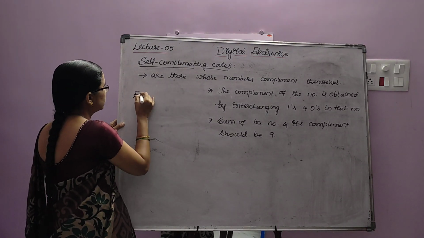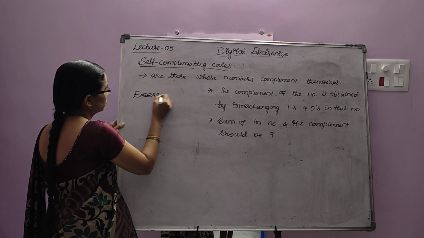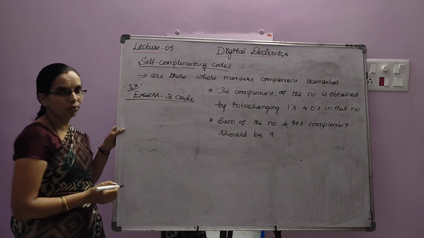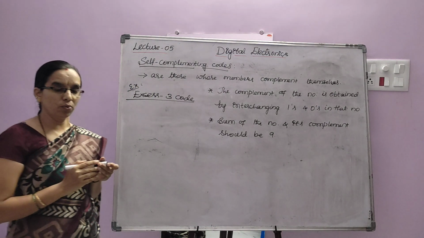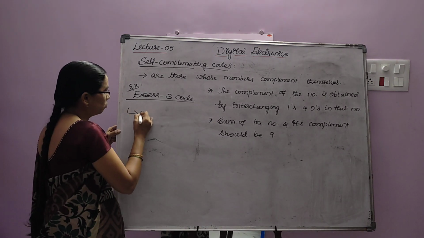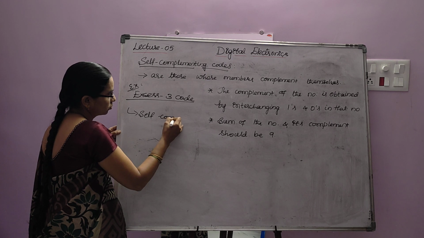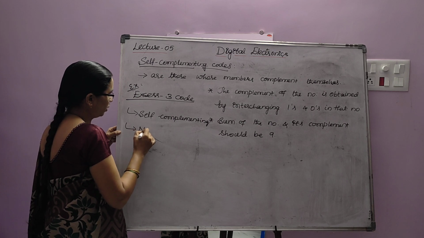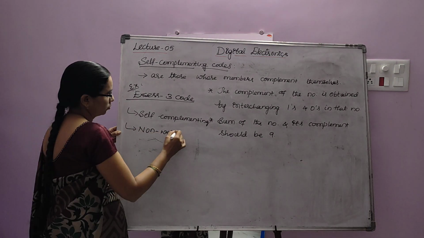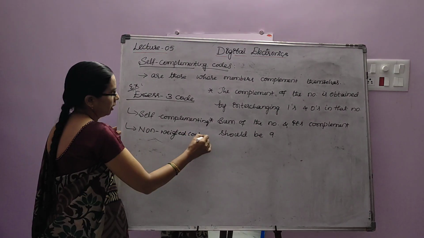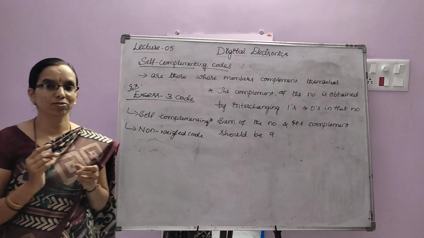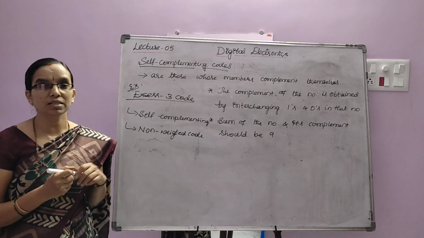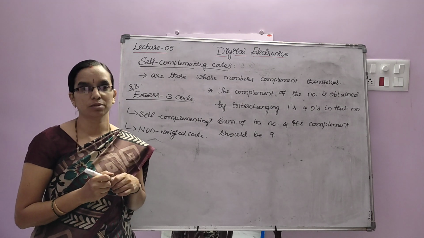We have an XS3 code, which is an example for self-complementing code. XS3 is a self-complementing code. And it's a non-weighted code. 8421 is a weighted code but not a self-complementing code, and XS3 is a self-complementing code but it is a non-weighted code. That means it will not obey any positional weight principle.